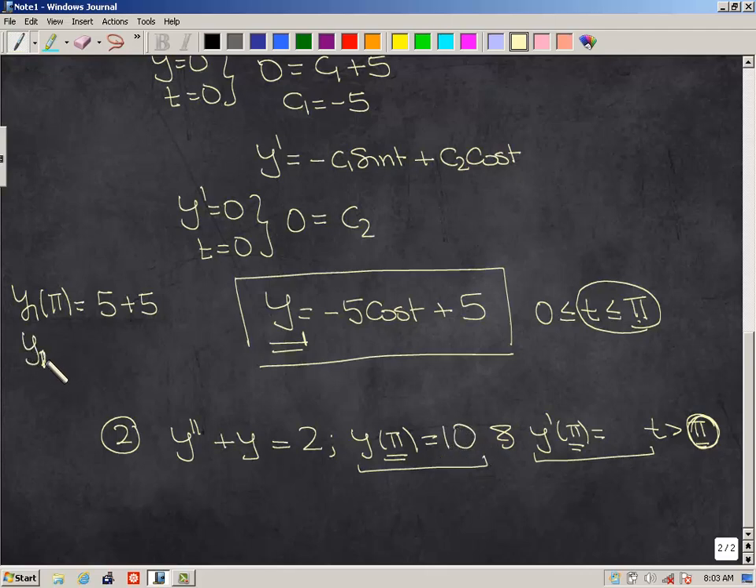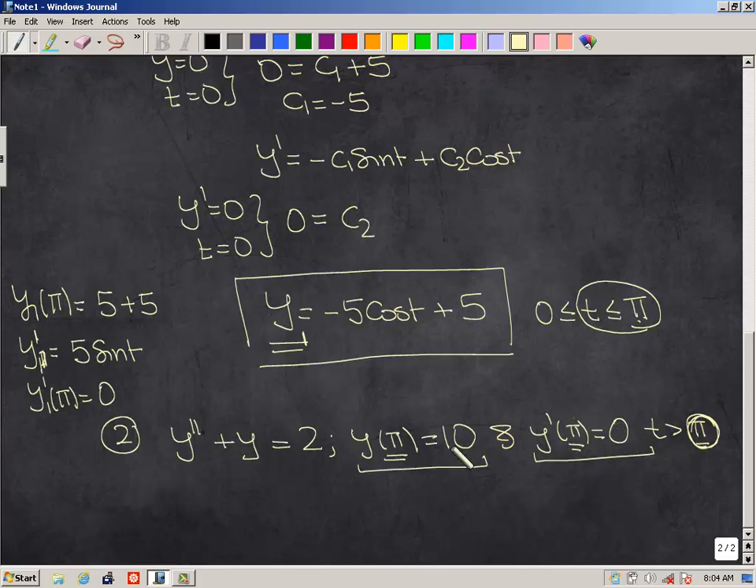What is y prime of pi? So I'll have to take the derivative of that. So we get cosine, derivative of cosine is negative sine, so this will become a positive sine t. And derivative of 5 is 0. So what is y prime of pi? Sine of pi is 0, so we just get 0.